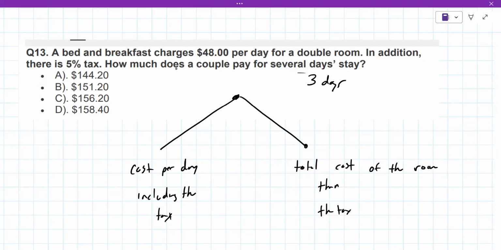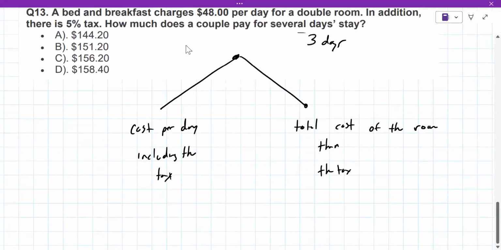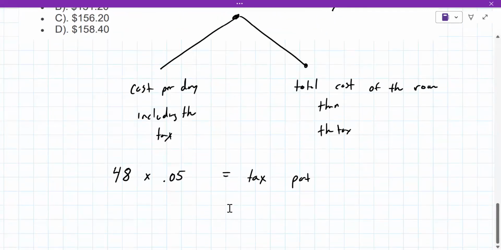I just don't know how to do the 5% tax part. Okay, the way to do 5% tax is you take the amount and multiply by 0.05. That gives you the tax part. But most people don't actually care about the tax. They care about the new total. So to get the new total, you have to multiply by 1.05. That gives you the new total, including tax.